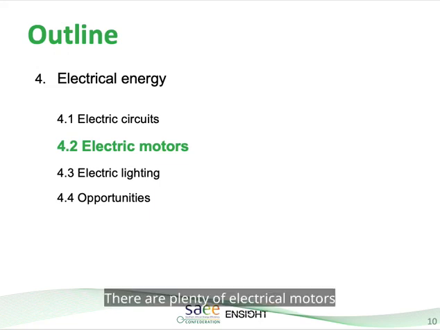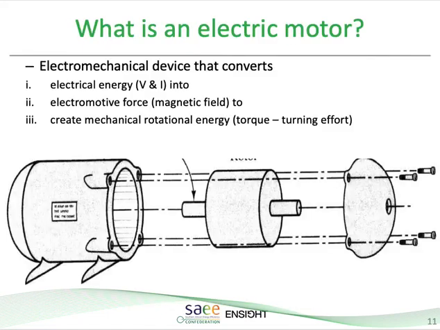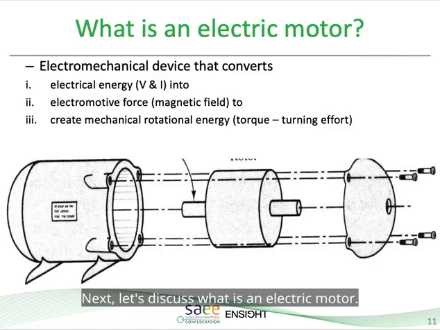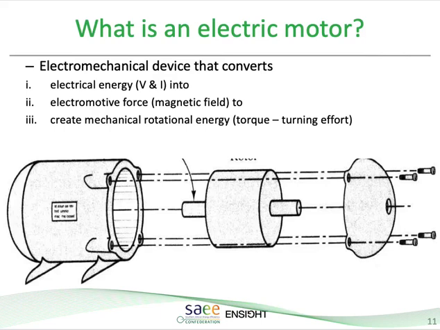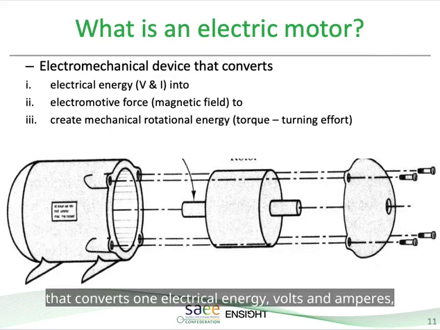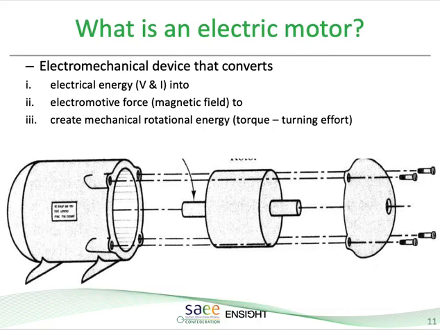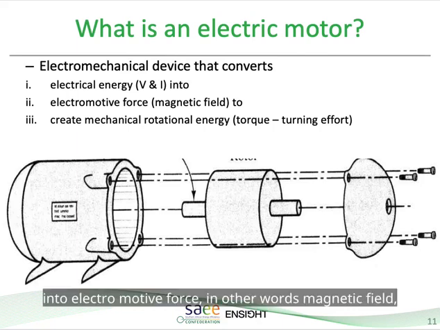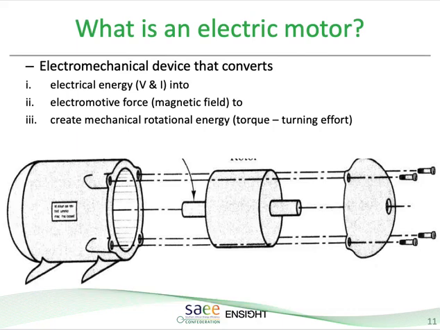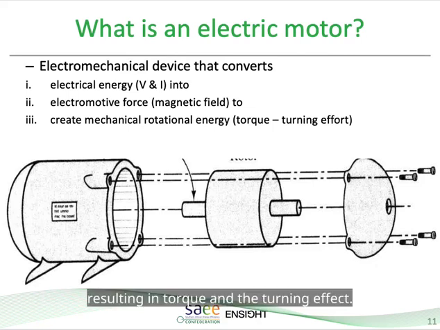There are plenty of electrical motors situated in Formosa Textiles, so special attention should be paid to this section of the module. Next, let's discuss what an electric motor is. It's an electromechanical device that converts electrical energy, volts and amperes, into electromotive force, in other words, a magnetic field, to create mechanical rotational energy, resulting in torque and a turning effect.